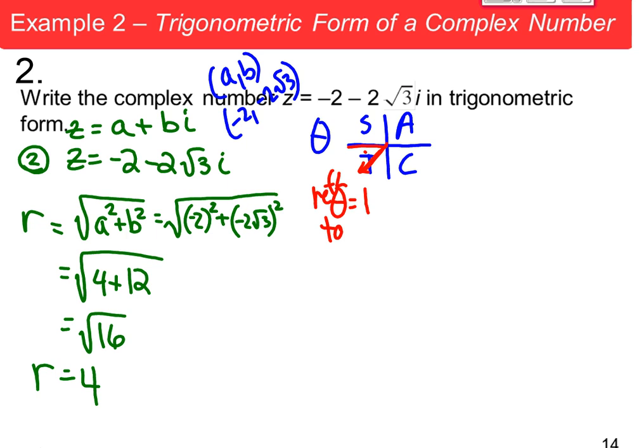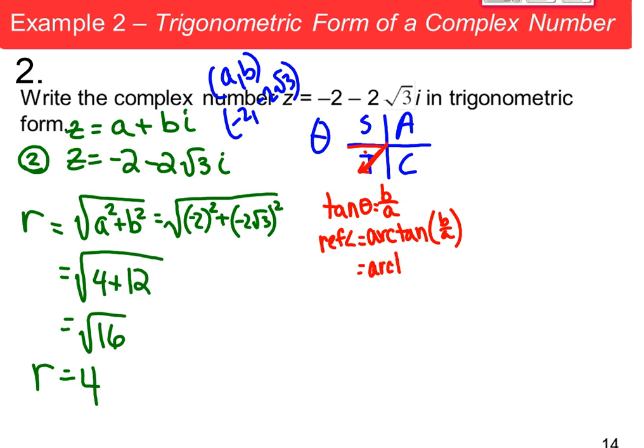Let me back up because I didn't like how I was writing that. I'm going to remind myself that the tangent of theta is b over a. And so that means to get my reference angle, I'm going to take the arc tangent of b over a, and then consider my quadrant and get my angle from there. For my reference angle, I need the arc tangent of b over a, which is -2 the square root of 3 over -2.